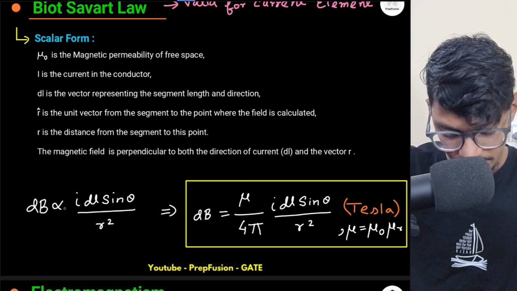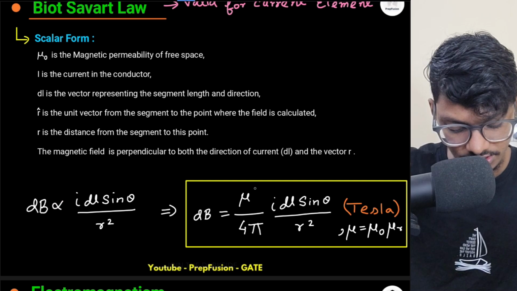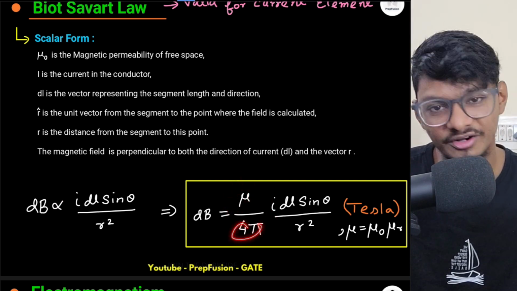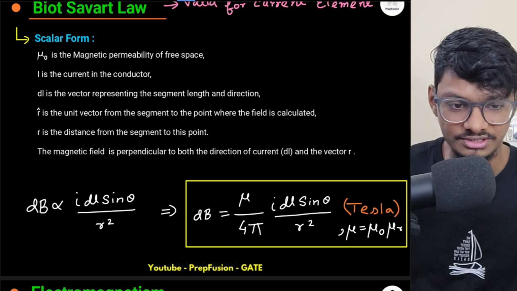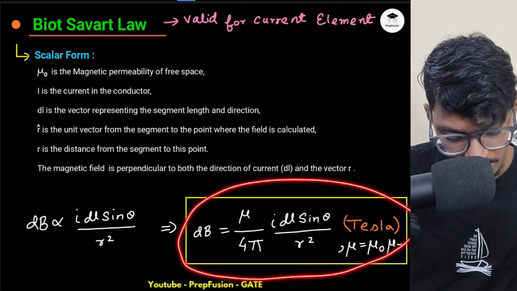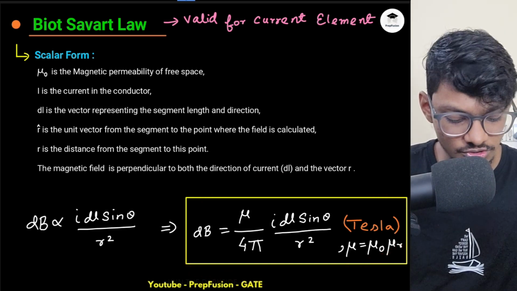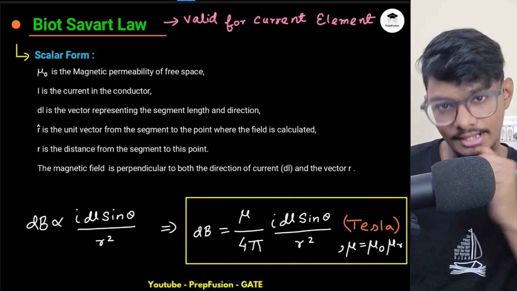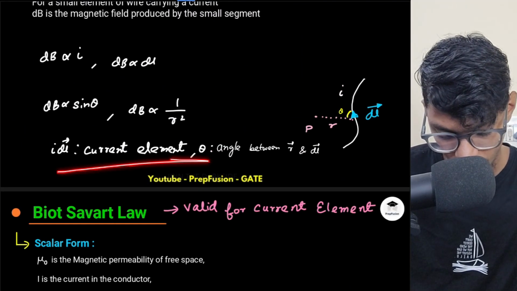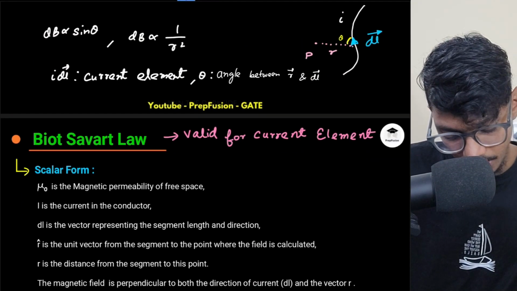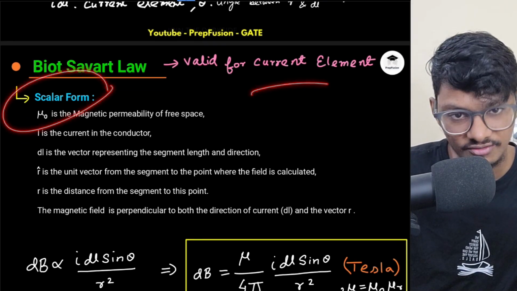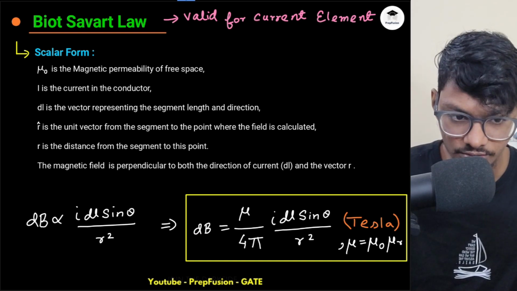If I combine all of this, there has to be a constant, and that constant is known as mu by 4 pi. Why mu by 4 pi, why not simply mu? There is a reason for it that I will explain later on. Don't worry about it. So this will be the formula for the magnetic field produced due to a small current element. Idl is the current element. This is only valid for a current element, and this is the scalar form of Biot-Savart's law.